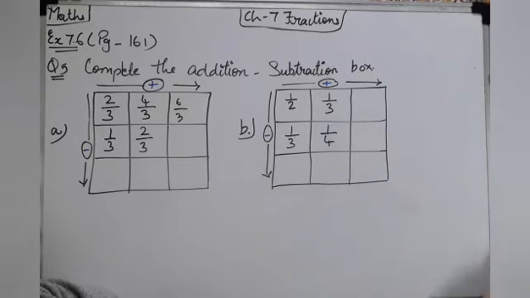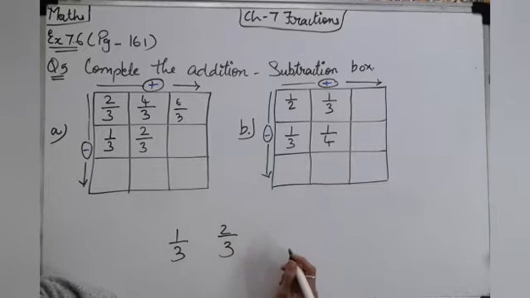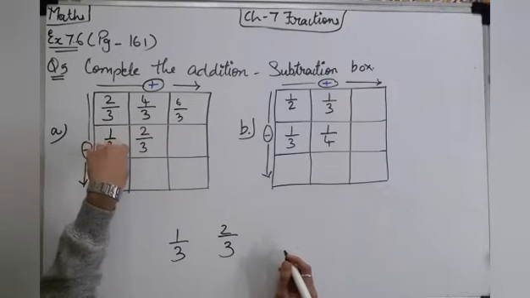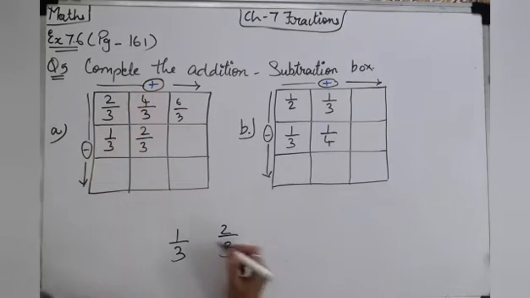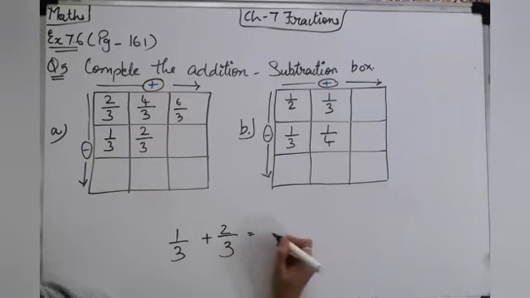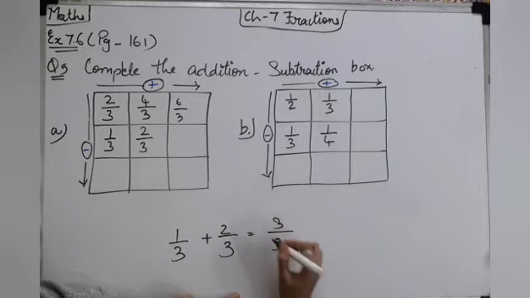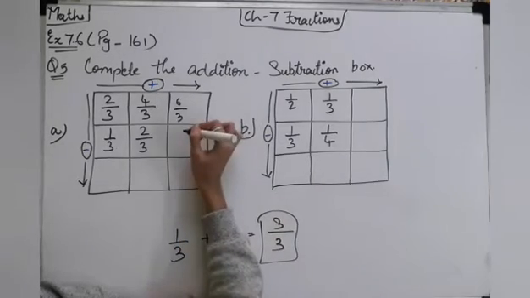Moving to the next. 1 upon 3 and 2 upon 3. In this also we are going left side to right side, right? So what we'll do? We'll do the addition. Denominators are same, so I'll write 3 here. 1 plus 2 is 3. So 3 upon 3 is our answer.